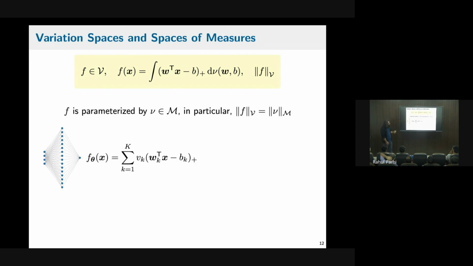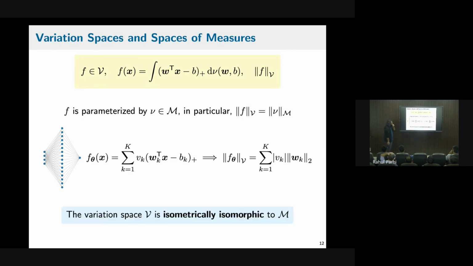Functionally, what does this mean? It means if someone hands me one of these finite width shallow ReLU neural networks, and I want to compute the variation norm of it, it's just going to be the path norm. In particular, we have this isometric isomorphism between V and the space of measures, and this makes it so that we can actually study V because we just have to study M and then pull things back through an appropriate question. Yeah, so here I've normalized W to be unit norm. Correct. So it's on the sphere cross R, so cylinder maybe, if you want. Yeah, that's a cylinder.